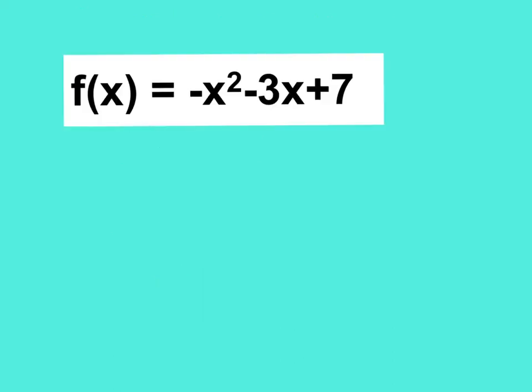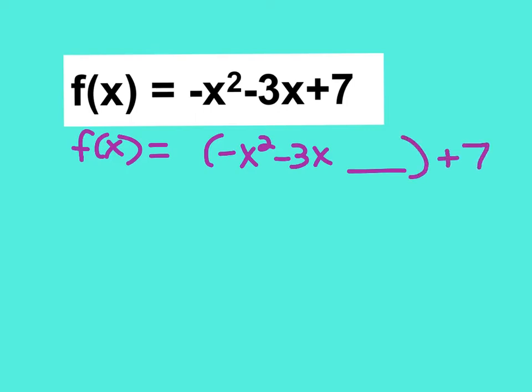This was one of the examples which we did by doing negative b over 2a. We're going to work it out using complete the square. Same first step. So f of x would equal negative x squared minus 3x. I'm going to find what goes there, bump the 7 to the outside. This time, what's in front of the x squared?